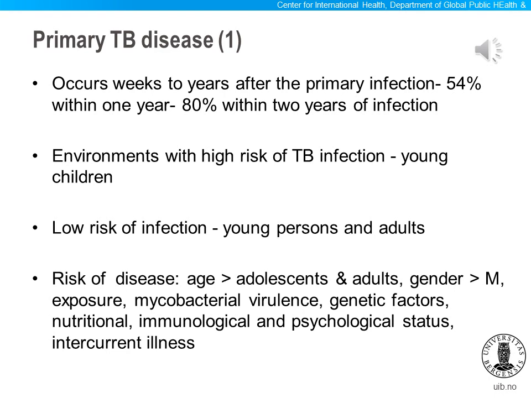The risk of development of disease depends on characteristics like age, sex, intensity and duration of exposure, and virulence of the infecting Mycobacterium strain. Genetic factors, nutritional, immunological, and psychological status, for example, ability of the person to cope with stress, also intercurrent illnesses like human immune deficiency virus infection, diabetes mellitus, use of immunosuppressive drugs, etc.